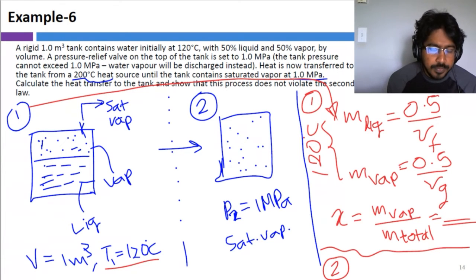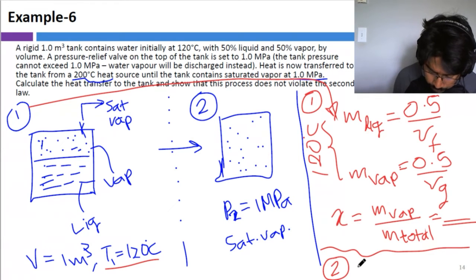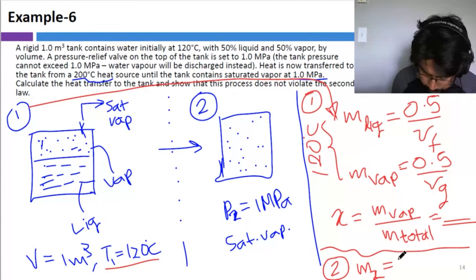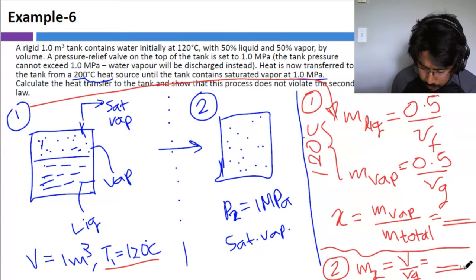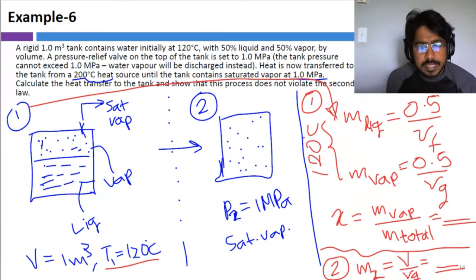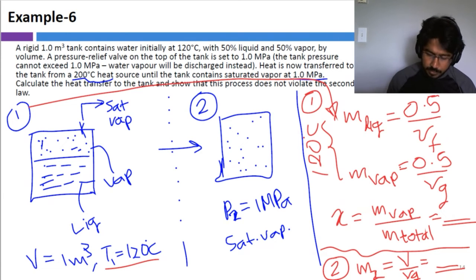Perfect. So now M2 is equal to total volume divided by Vg, and you can find the total water mass left in the container at state 2. When we know that, in the first step for state 1 we found the total mass in the system, and for the second step we found the total mass in the system. Now the difference of these two values is going to be the mass that left the system, right?